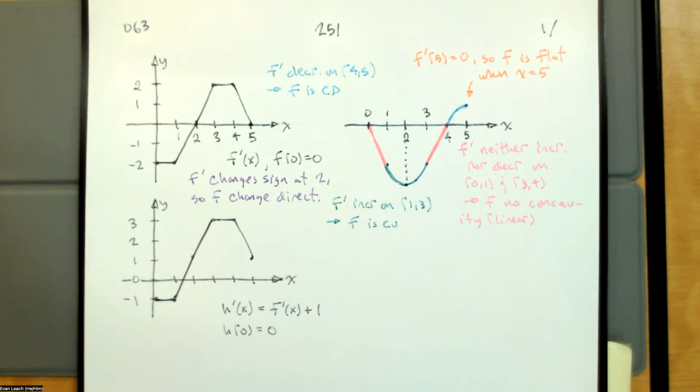Any questions on producing a graph? Looking at direction, looking at sign to determine concavity and direction. The direction of the derivative determines the concavity of the function. The sign of the derivative determines the direction of the function. How's everybody? Okay?